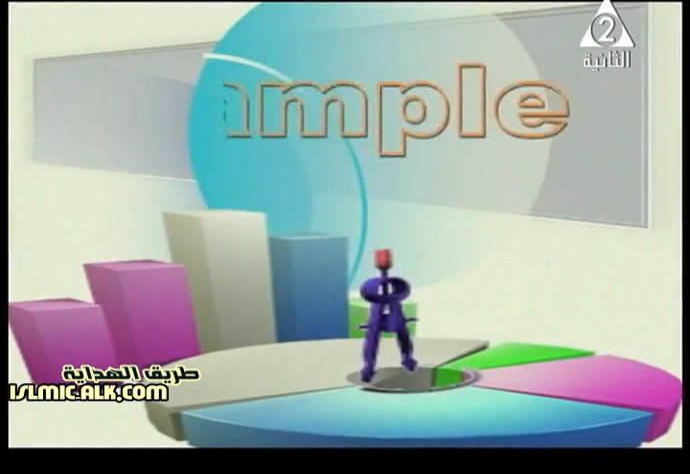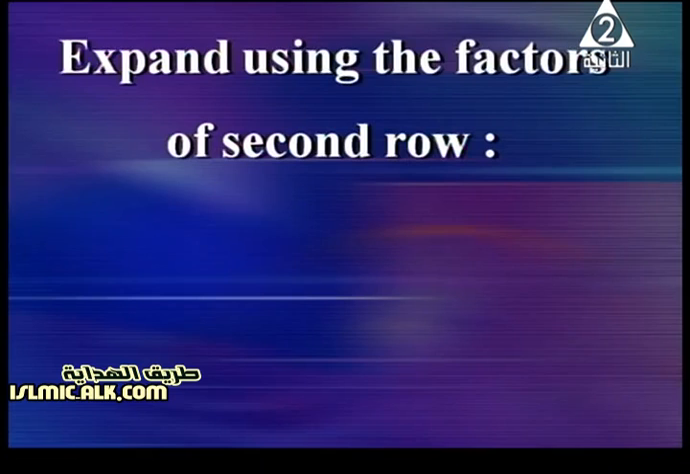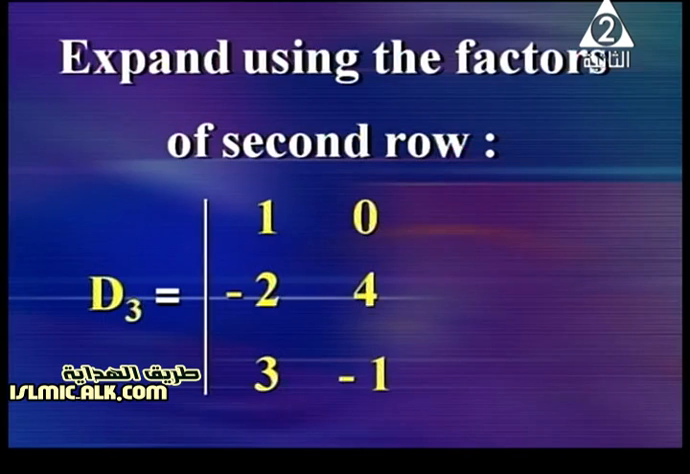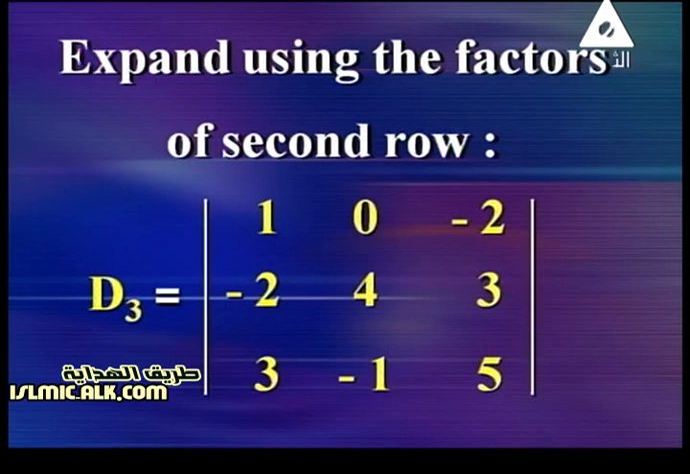Example. Expand using the cofactors of the second row. D3 equals the determinant with first column 1, negative 2, 3, second column 0, 4, negative 1, third column negative 2, 3, 5.